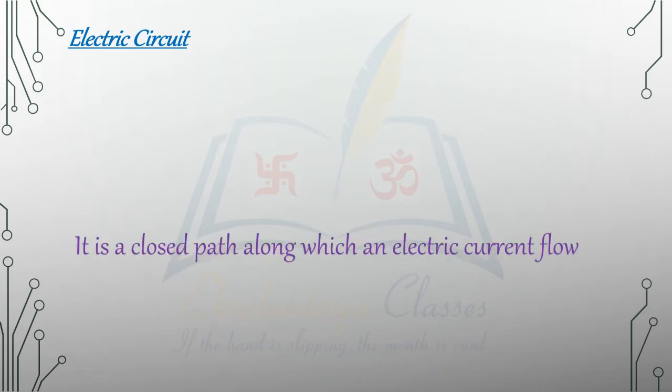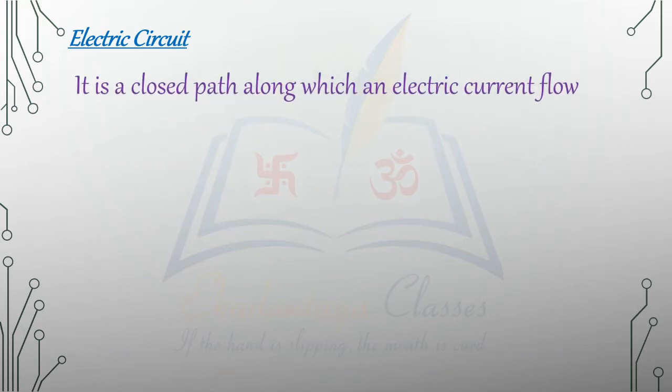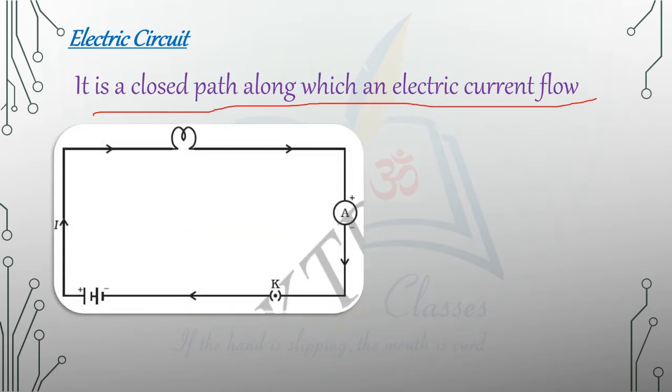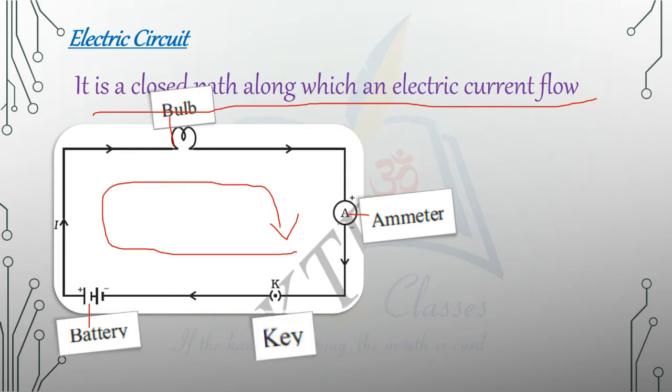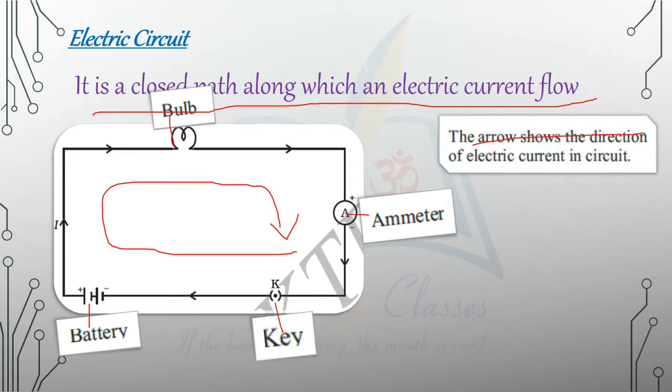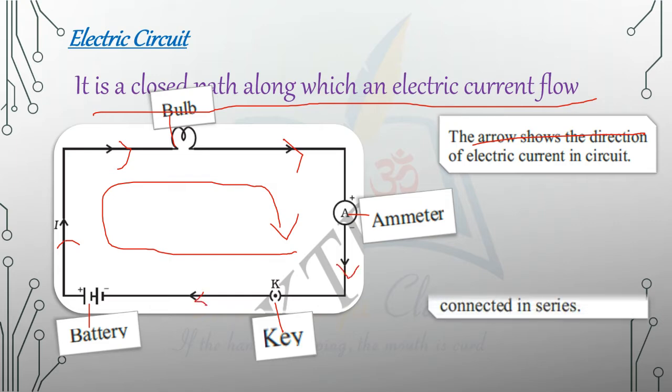Electric circuit. It is a closed path along which an electric current flows. This is a closed path this way. Let's name these parts. This is battery, this is bulb, this is ammeter, this is key. The arrow shows the direction of electric current in a circuit. These are some arrows that show the electric current is flowing in this direction.